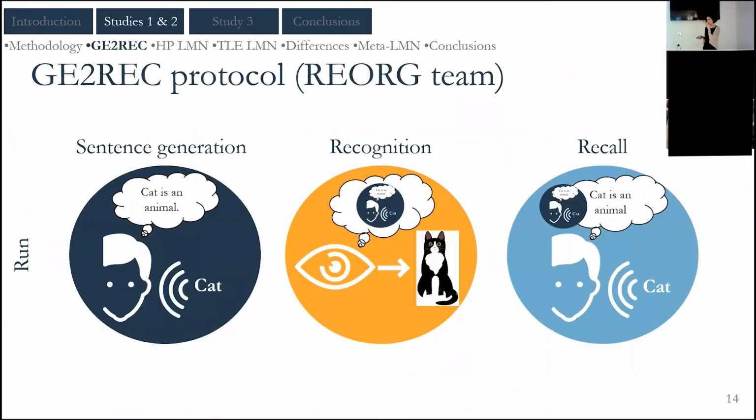I will now present the protocol developed within the REORG team. This protocol, Jet2Rec, is called Jet2Rec because it consists of sentence generation and two recollection runs, which are recognition and recall. I will now explain each of these. Before entering the machine, participants were only explained the first task. They did not know how the other two tasks would look.